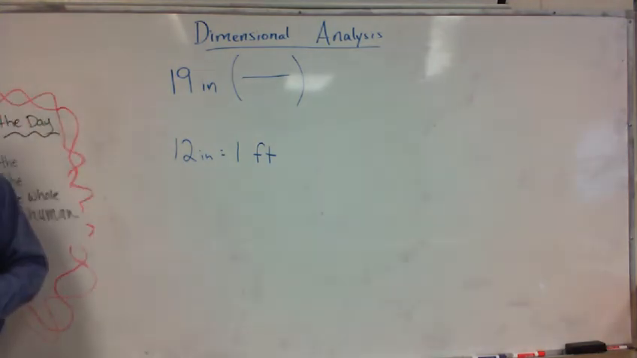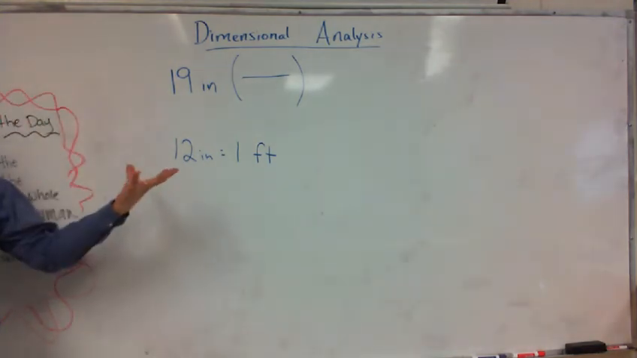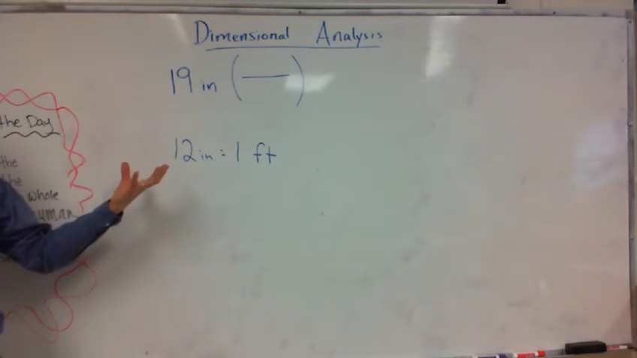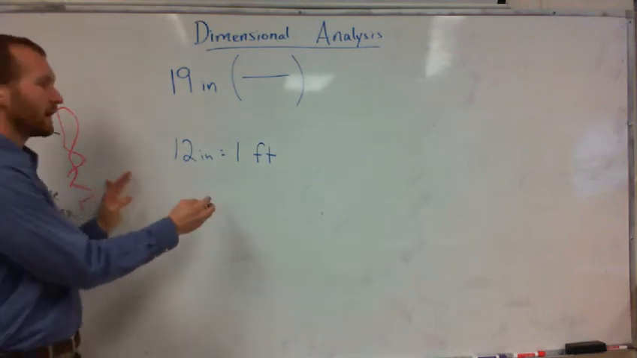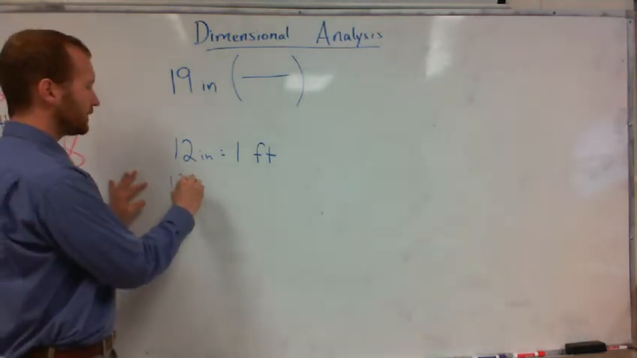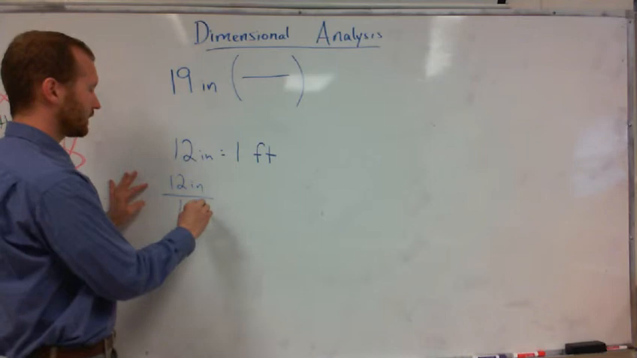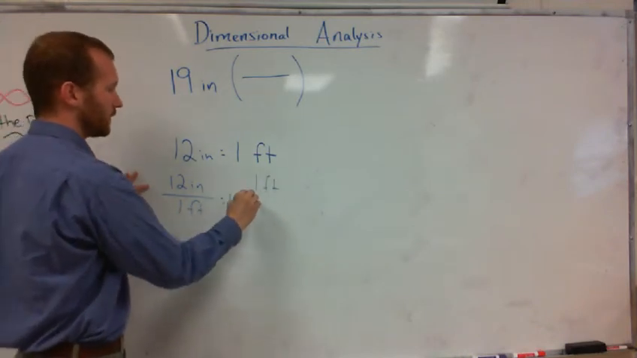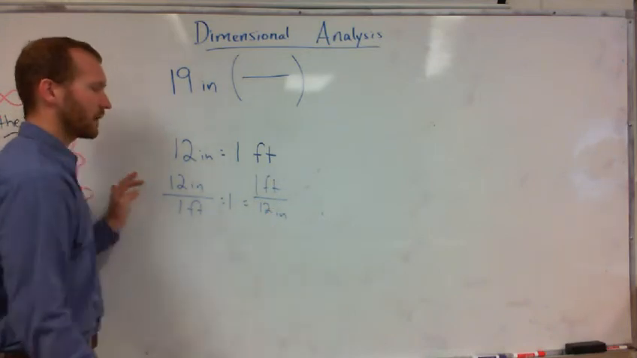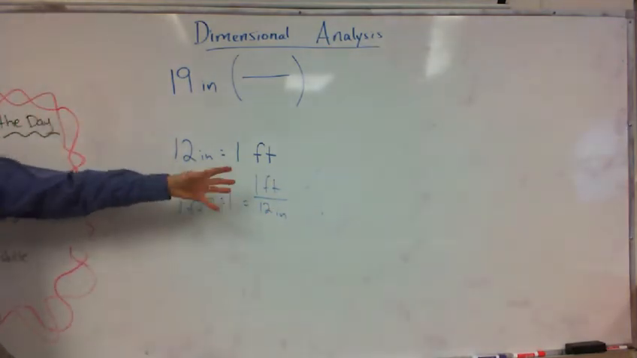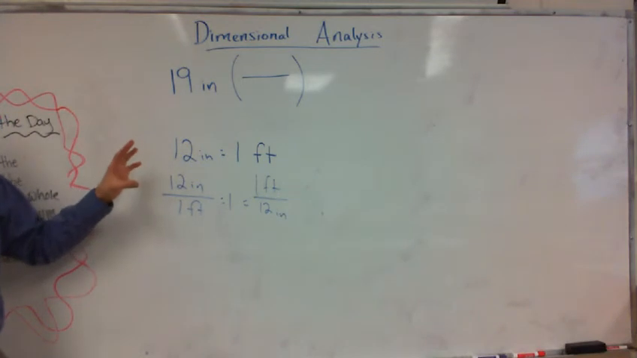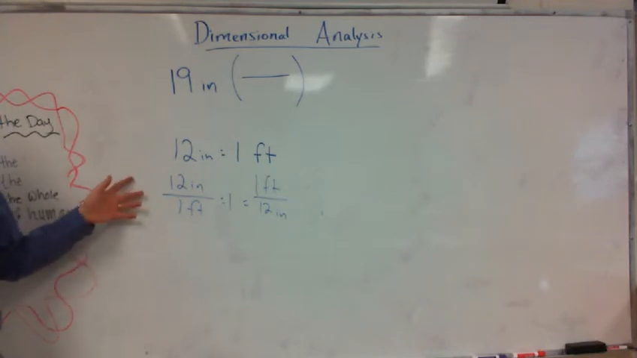Okay. Now I have to make a fraction with that. So there are two possible fractions that I could make. I could either make the fraction 12 inches over 1 foot equals 1, or I could make the fraction 1 foot over 12 inches equals 1. Either one of those is equal. Either one of those is a good conversion, a good unit converter. Right? Unit multiplier is another term for these.